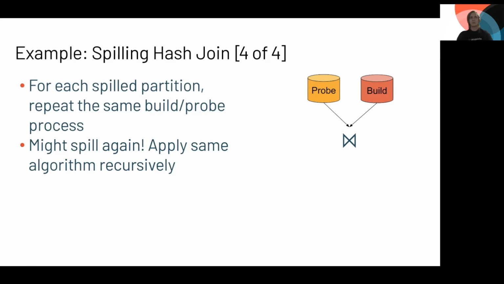So next, we pick one spilled partition and repeat the join process using the spilled build and probe rows as input to the join. That means we read the spilled build rows, partition them, and spill partitions as necessary, just as before. We apply this scheme recursively until all spilled partitions have been processed.